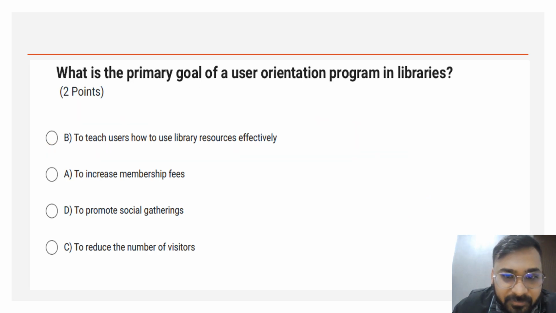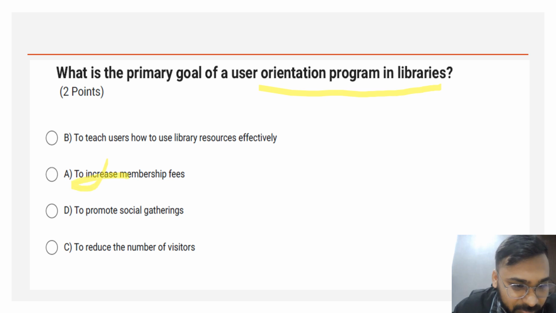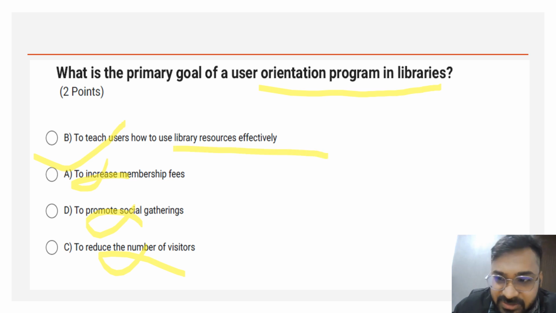What is the primary goal of a user orientation program in the library? User awareness. To teach users how to use the library resources effectively. To increase the membership fees? No. To promote social gathering? No. To reduce the visitors? No. To teach users library resources effectively.